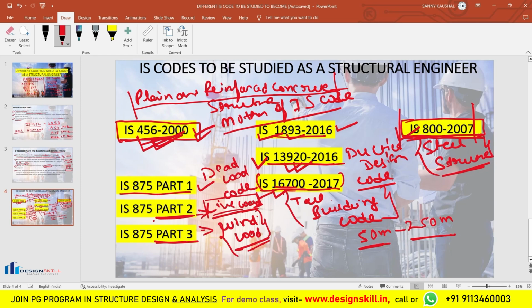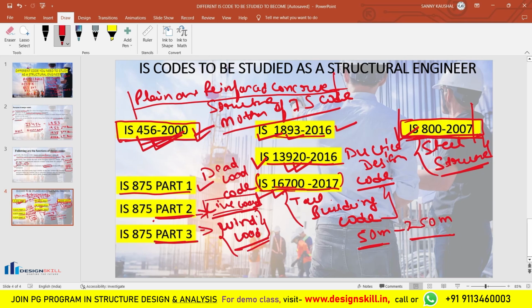Now I think you are very clear about which code is used for what purpose, and all the important codes that are needed to be studied. Along with all these IS codes, you have to study the handbooks also. Handbooks like SP16 and SP32 are the important handbooks. You have to always remember them and study them.